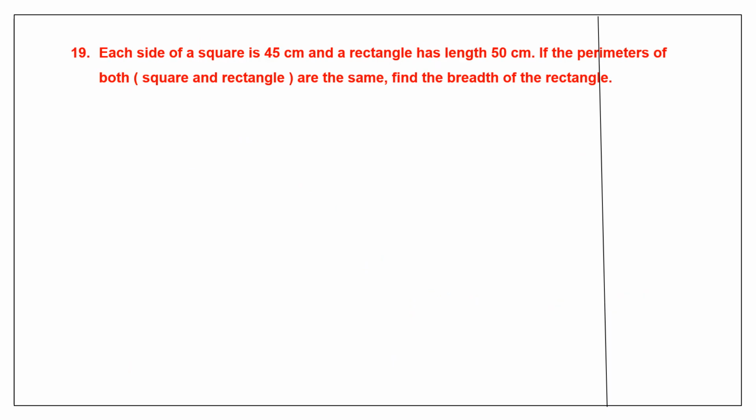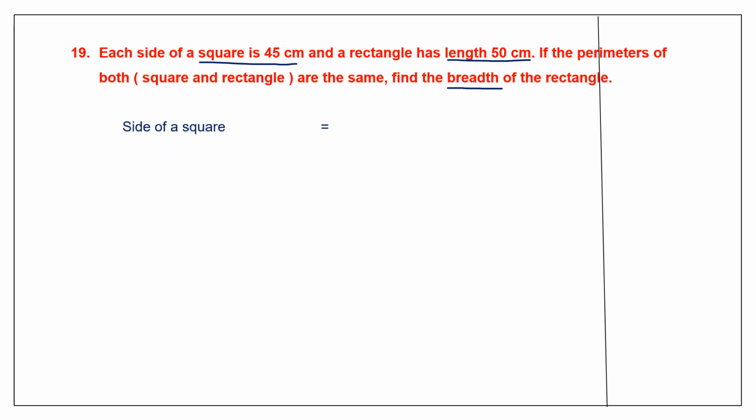Question 19. Each side of a square, so side of a square is given as 45 centimeters and a rectangle has length of 50 centimeters. If the perimeters of both the square and the rectangle are the same, find the breadth of the rectangle. So since the question says the perimeters are the same, let's find the perimeter of the square first.